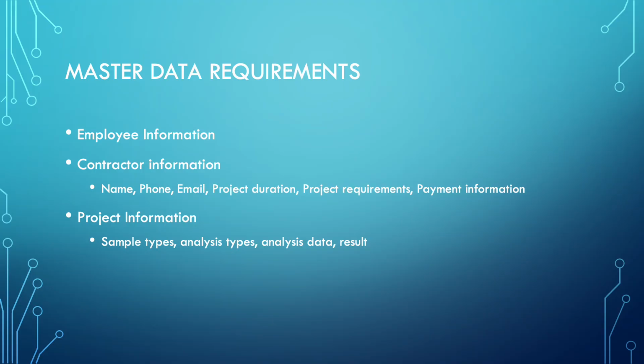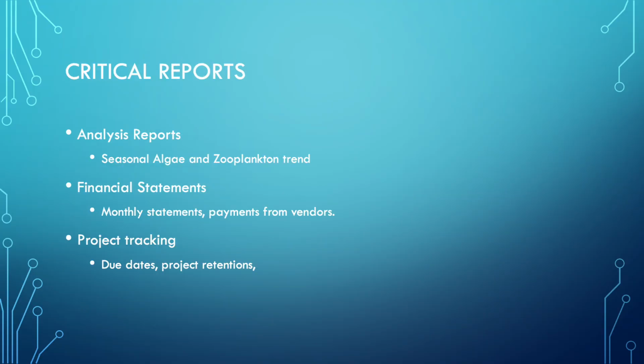And finally, probably the second biggest after contractor information would be the project information, which would list the sample types, the analysis types, and the analysis data, as well as the final result of the analysis that we will send to the customer. The critical reports that are very important would be the analysis reports, which from there you would need the seasonal algae and zooplankton trend. That way you could compare any new data that you get to previous data to make sure it's not something weird that the customer needs to know about.